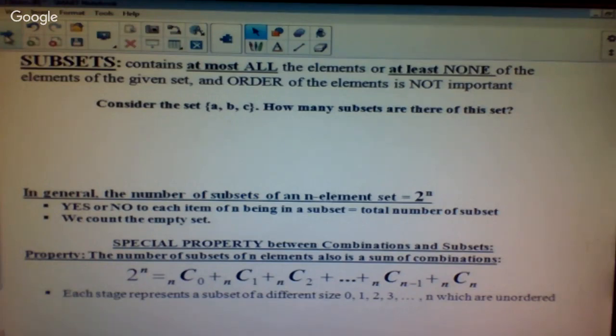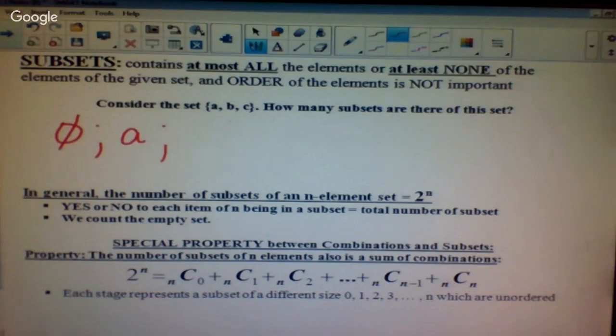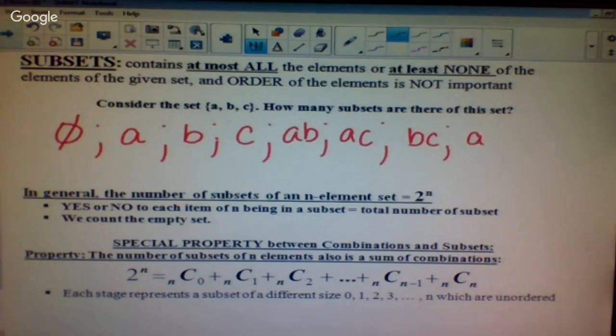They know that. Subsets contain at most all of the elements or at least none. So now I'm going to throw in the words at most and at least, so you need to understand what those mean. Just like with the foreign and domestic cars, I can have a set with absolutely nothing in it. I can have a set with just element A, with B, with C. I can have A and B together, A and C together, B and C together, or all 3 of them at once.